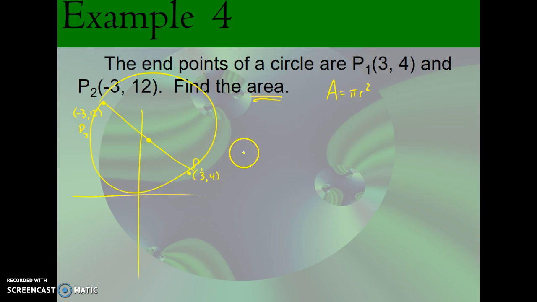So my change in my x values, 3 to negative 3, is 6. My change in my y's, 4 to 12, is going to be 8. And I'm just going to use that Pythagorean theorem trick we talked about before. And I find out my diameter is 10. My diameter is 10, that means that my radius is going to be 5. And I know the area of the circle is pi times 25. Or, as we normally write it, 25 pi.